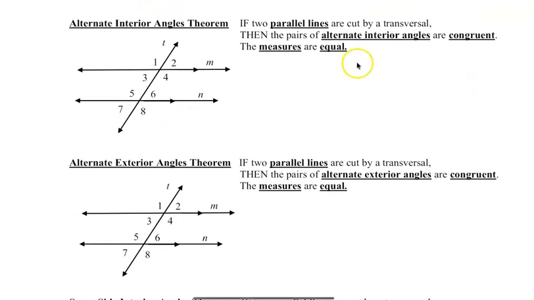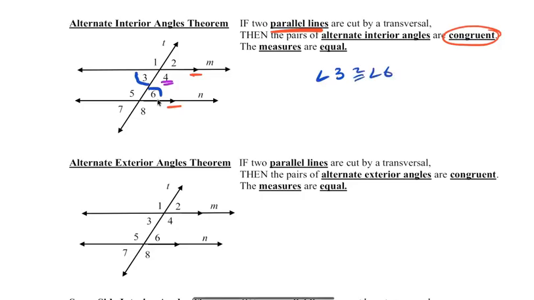Alternate interior angles. Again, if two lines are parallel, it has to be parallel, then alternate interiors are also congruent. So they're also equal to each other. Remember, alternate interiors are the ones that are on the interior, like 3, and then they alternate. So 3 alternates would be 6. So angle 3 is congruent to angle 6.